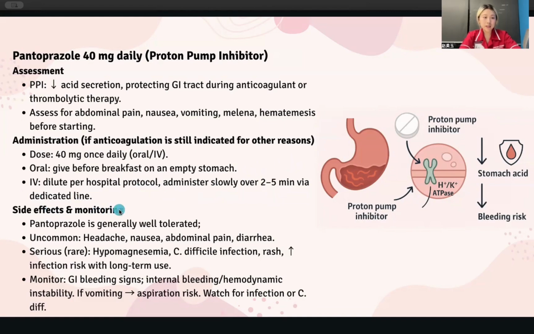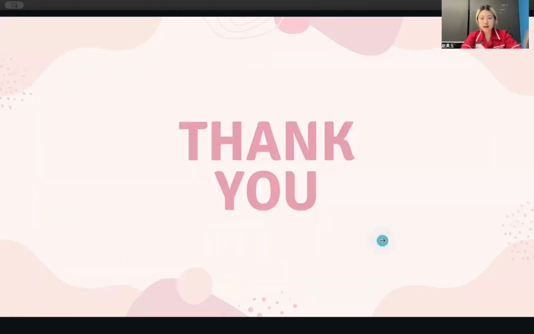to avoid irritation. Pantoprazole is generally well tolerated, but mild side effects include headache, nausea, or diarrhea. Serious but rare effects include low magnesium, C. difficile infection, or skin rash with long-term use. We must monitor for signs of GI bleeding such as black stools, vomiting blood, or hemodynamic instability. If vomiting occurs, assess for aspiration risk and remain alert for signs of infection. And that's my presentation.